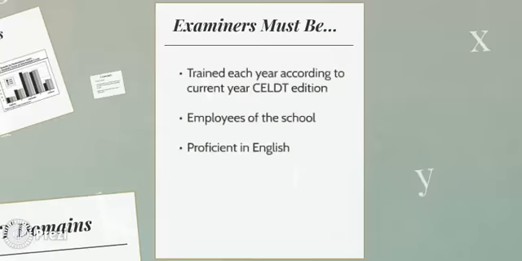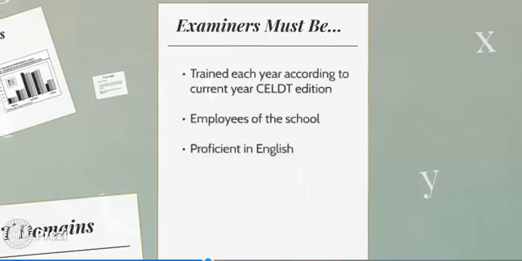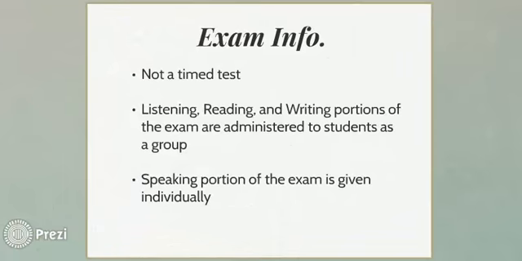All test examiners must be trained each year according to the current year CELDT edition, and they must be employees of the school and proficient in English. The CELDT test is not a timed test. The listening, reading, and writing portions of the test are administered to students as a whole group, while the speaking portion of the exam is given individually.